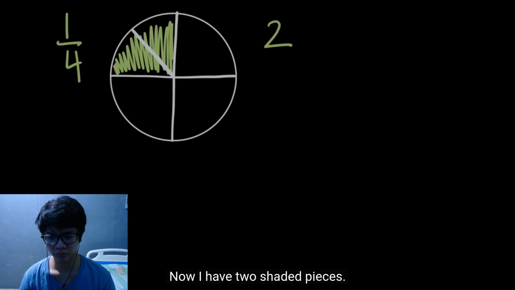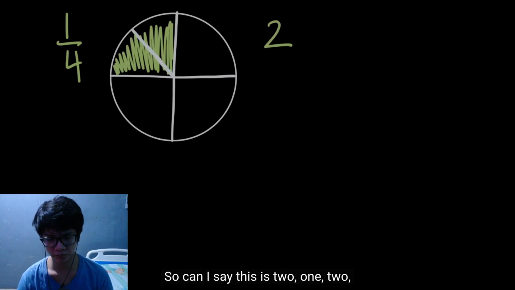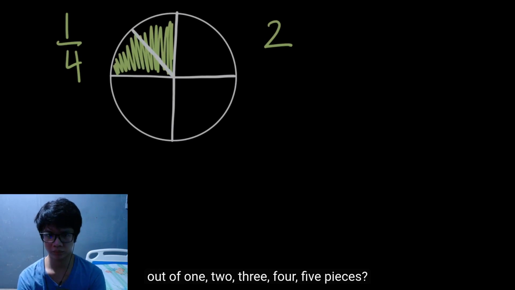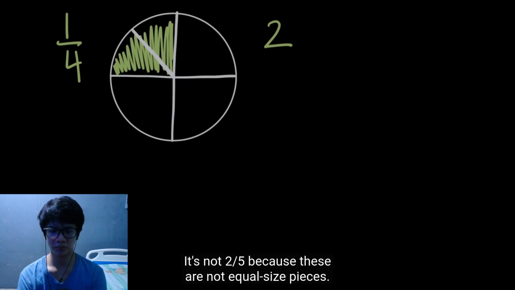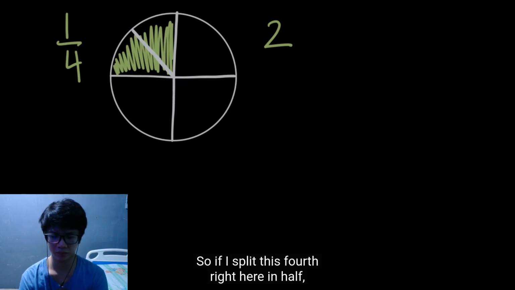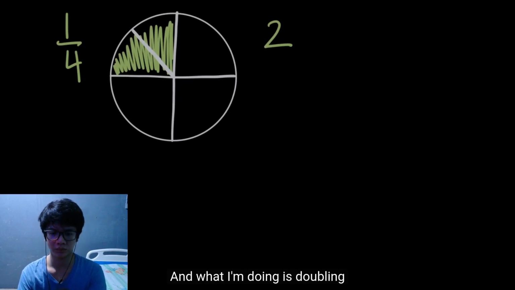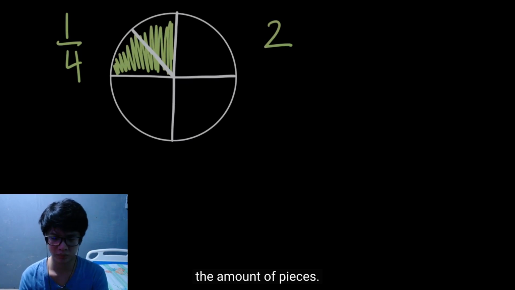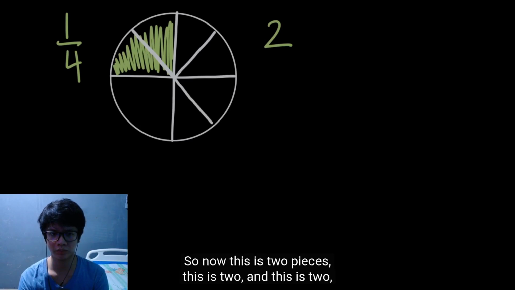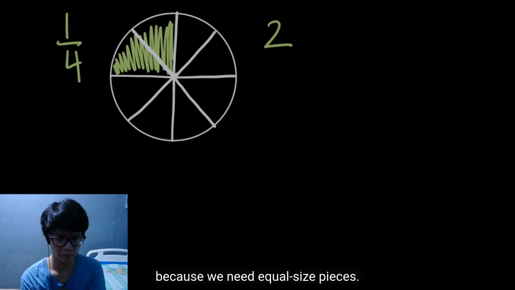Now I have 2 shaded pieces. So can I say this is 2 out of 1, 2, 3, 4, 5 pieces? It's not 2/5 because these are not equal size pieces. So if I split this fourth right here in half, I need to split all of them in half. And what I'm doing is doubling the amount of pieces. So now this is 2 pieces, this is 2, and this is 2, because we need equal size pieces.